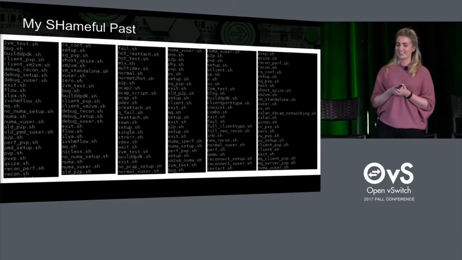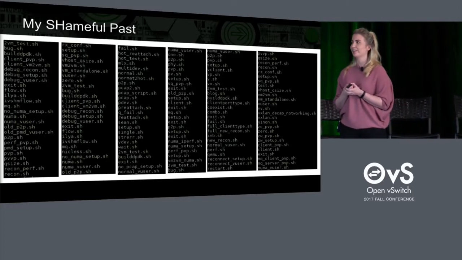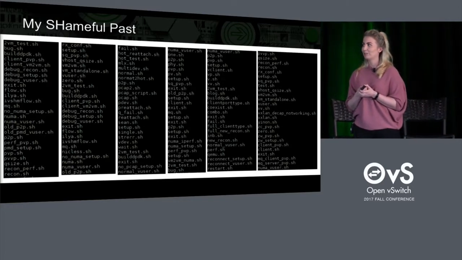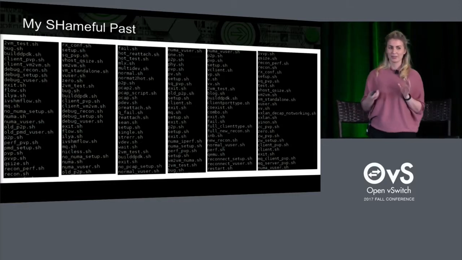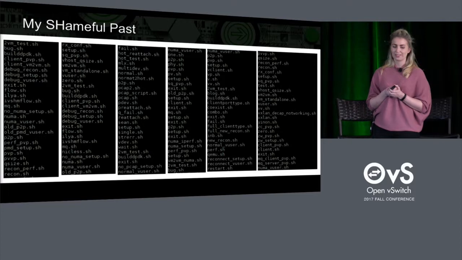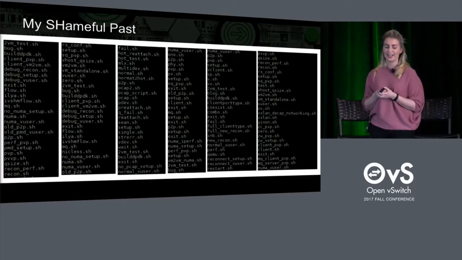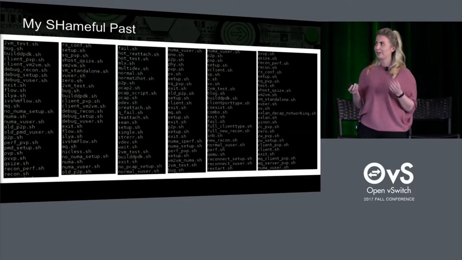This is the output of a recursive ls on the scripts directory on my development machine. And believe it or not, that's only maybe 10% of the output. I couldn't fit it on the slide. If that isn't clear to everybody in the room, it's basically a long, awful list of bash scripts. So it's pretty shameful, and how I got to that point was through poor process.